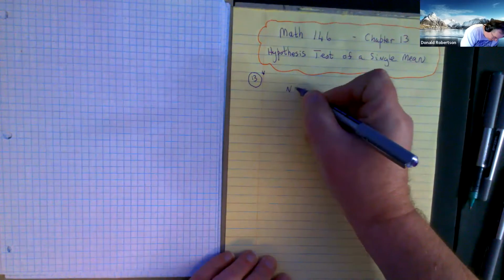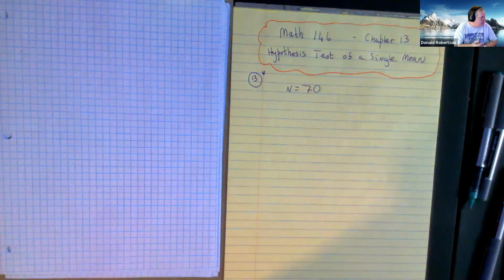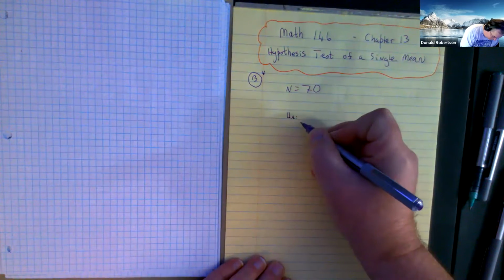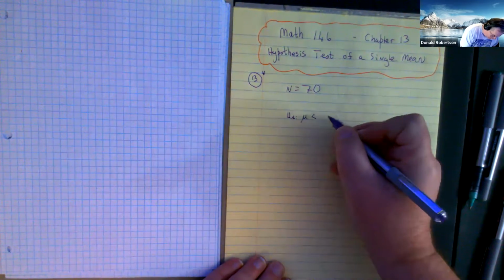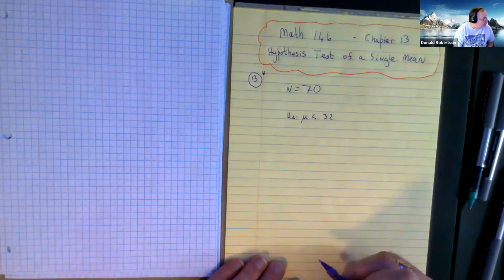So I'm writing down n equals 70. And they wanted to know whether drivers on average had too little pressure in their tires. So they've just said too little pressure. So that becomes, they want to prove that mu is less than 32. So I've written that down there.